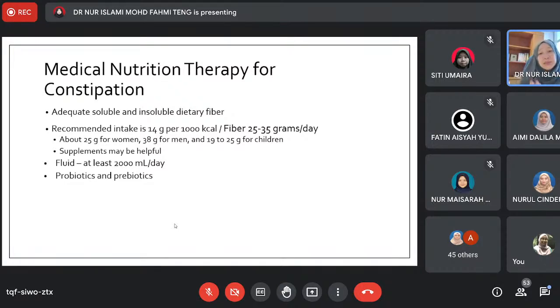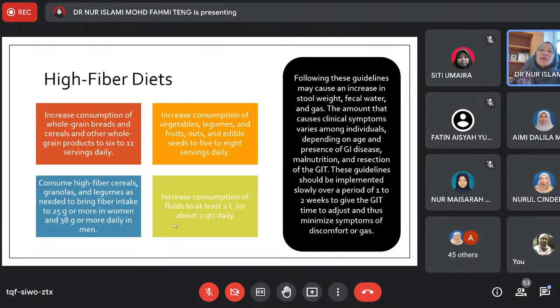And then you can also consider probiotics and also prebiotics. Okay. So about the high fiber diet, what we call a high fiber diet, that is how we categorize whether the patient already follows a high fiber diet or not. It is actually increased consumption of whole grain breads and cereal and other whole grain products to 6 to 11 servings per day.